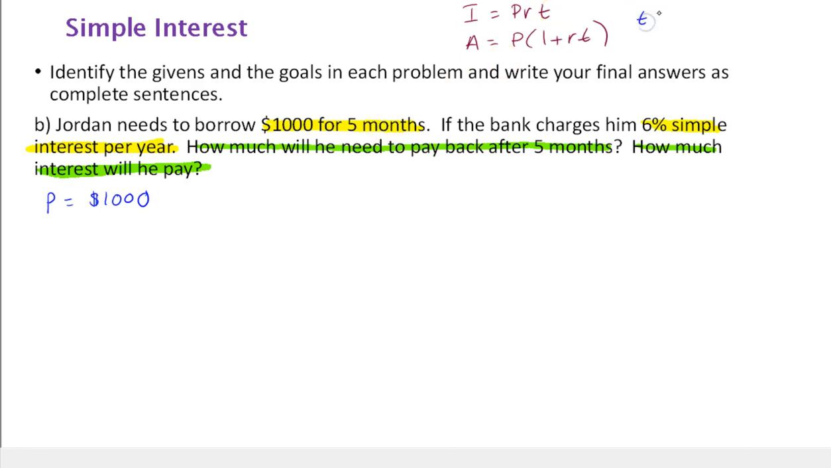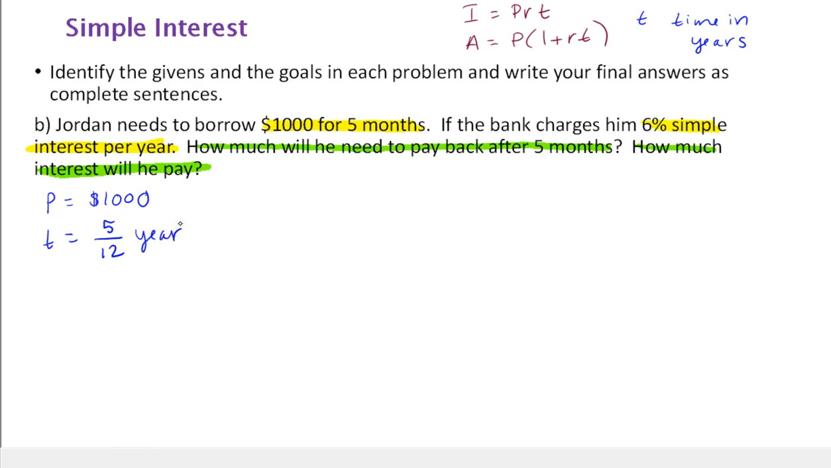But note, we always use T to represent time in years, and we are given time in months. Notice here they even wrote simple interest per year. That's usually not stated, it's a given, but just to clarify with the month information. So we're just going to write this as a fraction. Since there's 12 months in a year, 5 months is 5/12ths of a year.